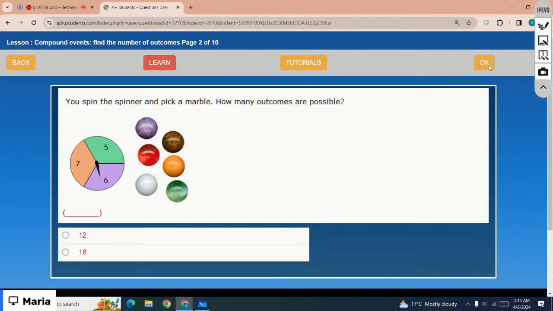You spin the spinner and pick a marble. How many outcomes are possible? So which is the correct option? You have 6 outcomes for the marble and 3 outcomes for the spinner. So the total. Yes, the correct option is 6 times 3 equals 18. So the total outcomes are 18. Got it? The correct option is 18.